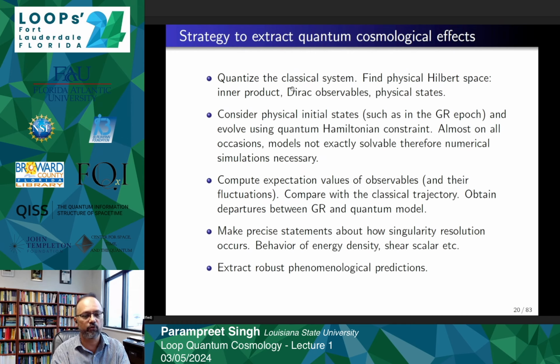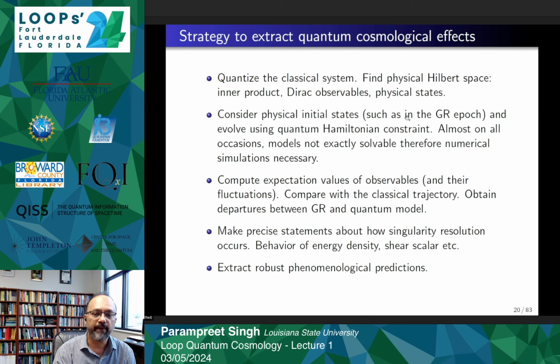Take a classical system, and quantize it as rigorously as possible, which means find the physical Hilbert space, which means find the inner product, Dirac observables, physical states, and so on. Then consider certain physical initial states in the GR epoch. Why in the GR epoch? Because the problem of finding the initial state of the universe is much, much harder. And there have been works on that in loop quantum cosmology. I won't be going into that in detail, but there has been work both on trying to connect it with the tunneling wave function as well as with the no-boundary wave function, and many other works.